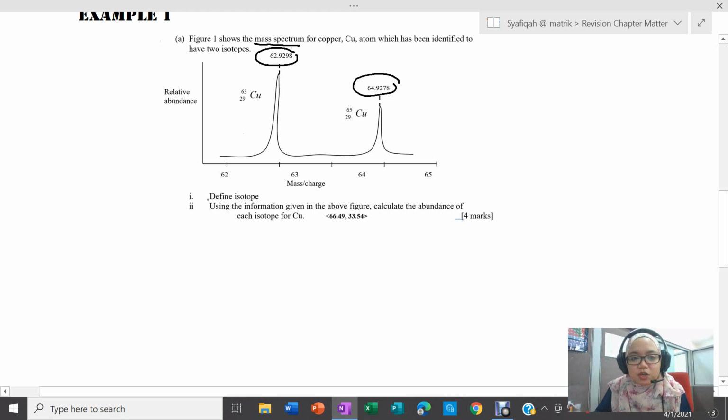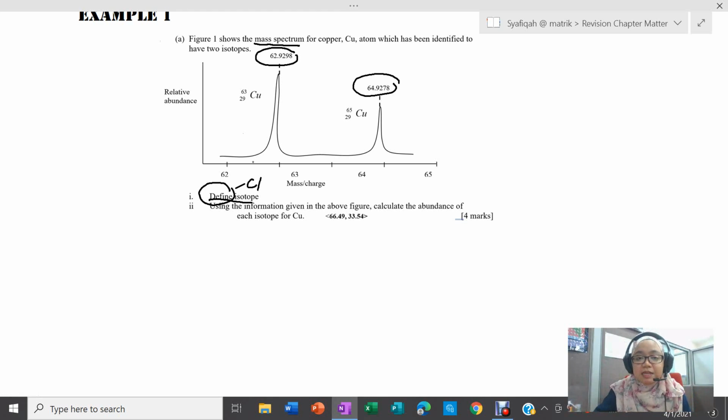Question number 1 asks you to define the isotope. This definition question most likely will not be asked in the exam, because define questions mostly cover C1, which are very basic and direct questions. Kebiasaannya dia tak akan tanya dalam examination.